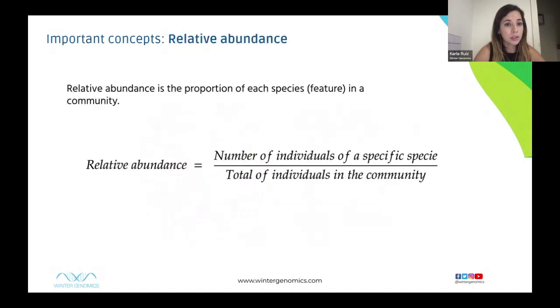Then another important concept is the relative abundance. To understand the concept of evenness, first we need to talk about the relative abundance. It is the proportion that each species has in a community. The formula to calculate this is pretty easy. You just have to divide the number of individuals of a specific species by the total individuals in the community. And that's it.